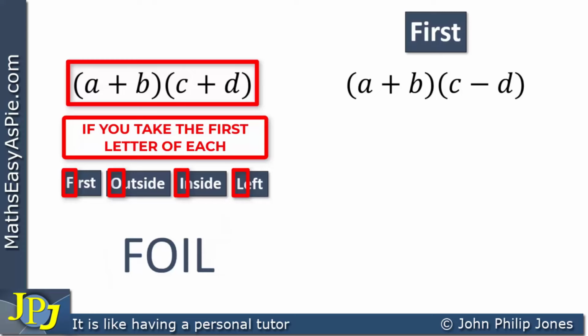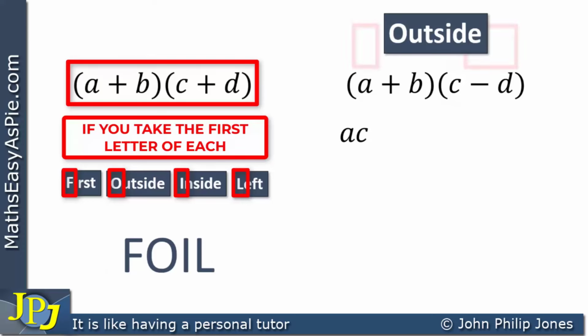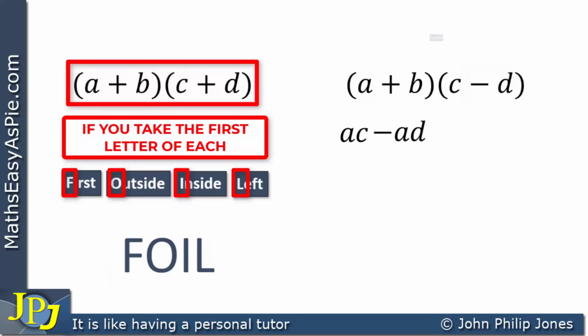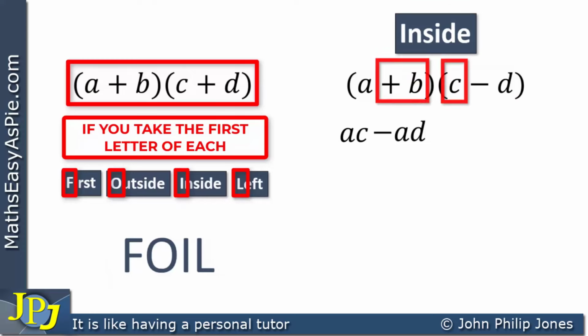We consider the first in the brackets, which are the A and the C. When they're multiplied together, they give us AC. We then consider the outside, which is the A and the minus D, and when you multiply these together, they give you minus AD. You then consider the inside, which are these two, the plus B times the C. And of course, that will give you plus BC.